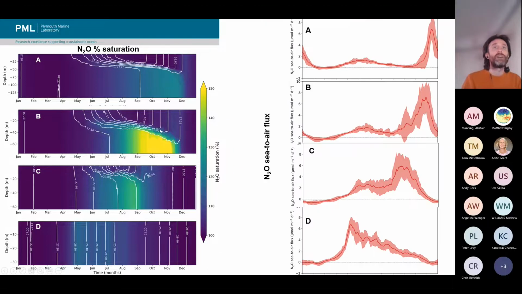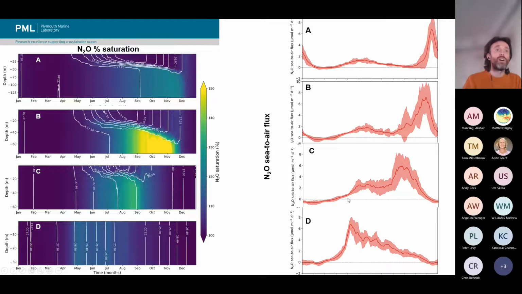And this is indeed very evident if you look at the sea-to-air flux depicted here on the right. And we see that stations A and B, which are the two deepest stations where the water is stratified, have the largest part of the flux happening toward the end of autumn, when the stratification breaks up, and all the N2O that has been accumulated in the deeper water can actually be exchanged with the atmosphere.